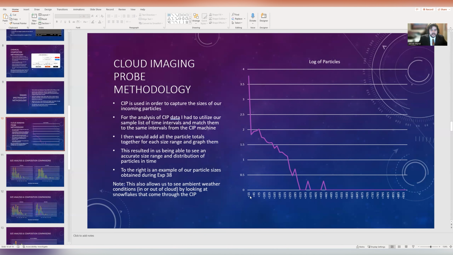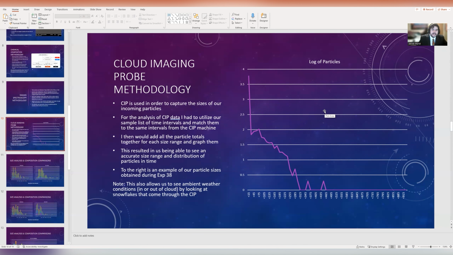So for each bin size here, I don't actually have every bin size listed on this log. It's in the data, but obviously it didn't fit onto the range very well for the x-axis, so it's a little bit blown up here. Then this resulted in us being able to see accurate size range and distributions of particles throughout our running times. To the right here is an example of our particle size obtained during experiment 38. I'll show you some more in a minute.